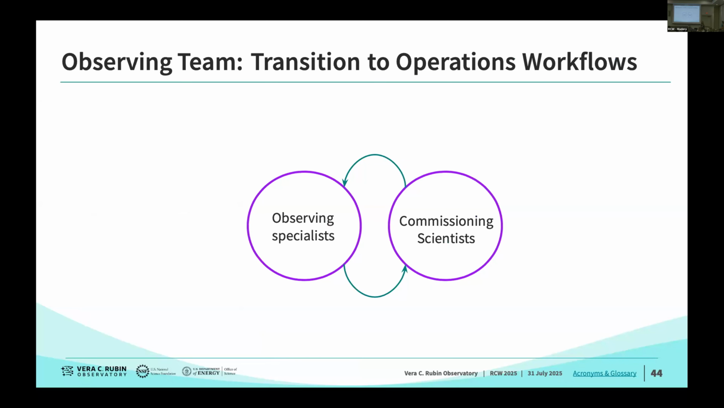And the general workflow of the operations on the summit over the 24 hours is basically we have two teams of observing specialists and commissioning scientists. And the way we work is together. Because our roles are different, we keep continuously sharing information and working on feedback from each other.